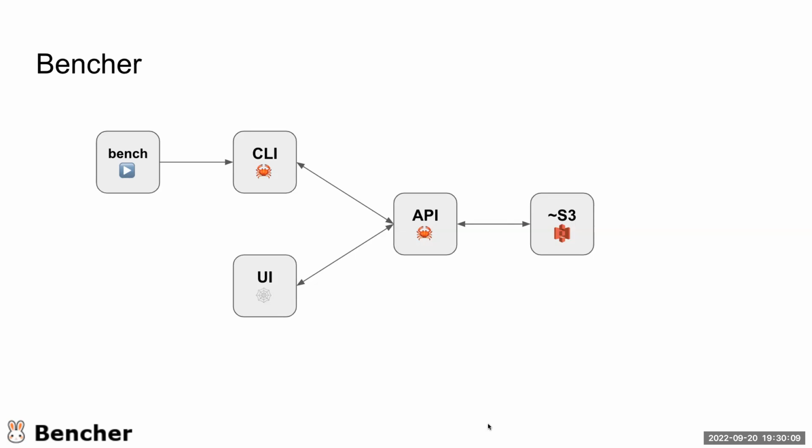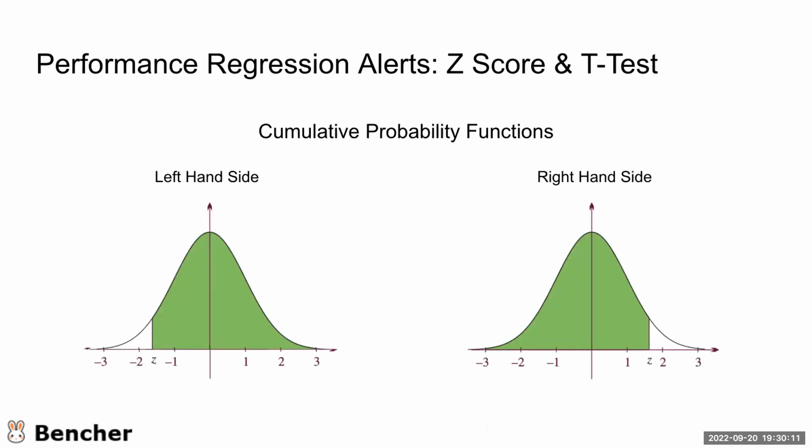And on the API backend, there are performance regression alerts. There's a z-score and a t-statistic, or sorry, t-test. I am not very good at stats. So if anybody's good at stats, please let me know, message me, feel free to review this part of the code, because I'm using cumulative probability functions.